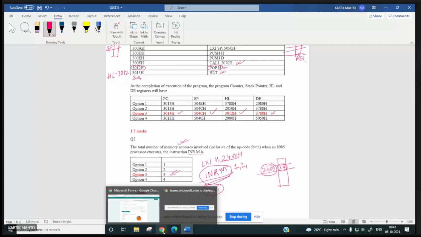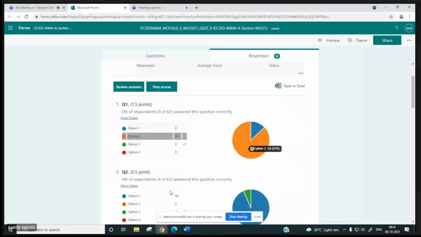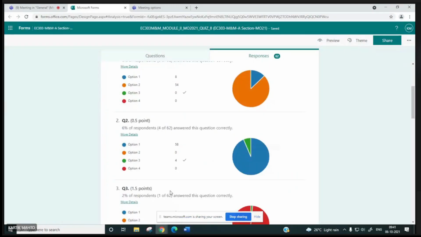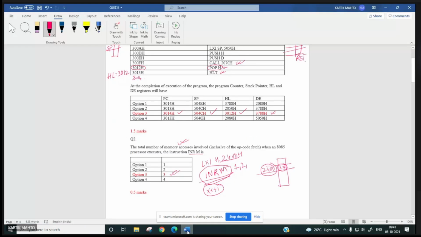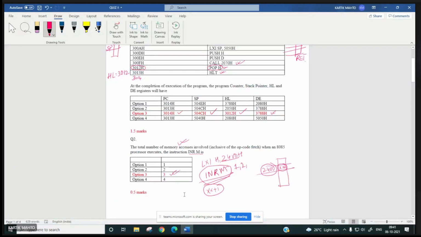Yes, sir. Memory access will be 3 times. So 4 of you gave the correct answer. Option 3 is the correct answer. Next, question number 3. Where is question number 3?